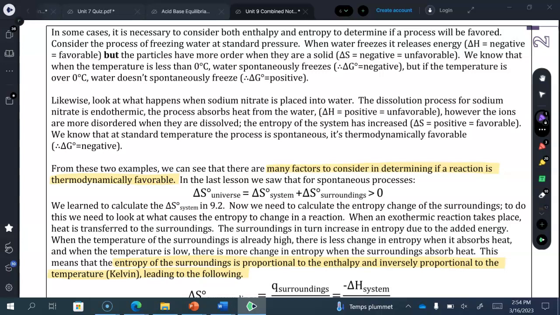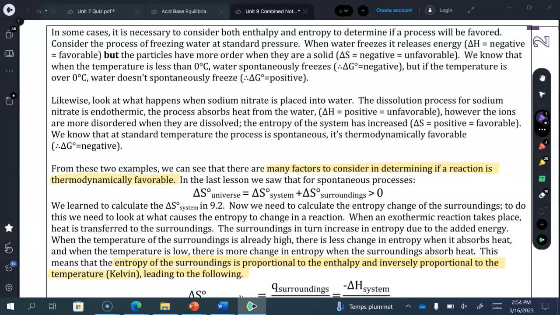We know that when the temperature is less than 0 degrees Celsius, water spontaneously freezes, so the Gibbs free energy is negative. But if the temperature is over 0 degrees Celsius, the water doesn't spontaneously freeze. Therefore, the Gibbs free energy is positive. Okay, so it's temperature based. So when they are both negative or they are both positive, it is going to be temperature based.